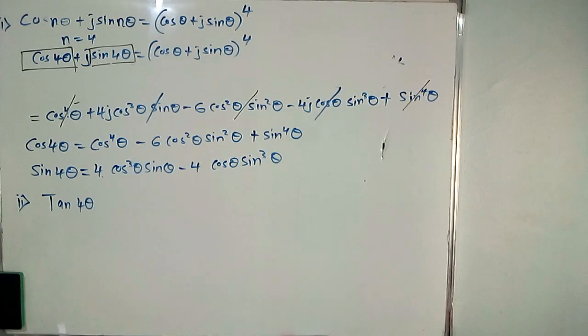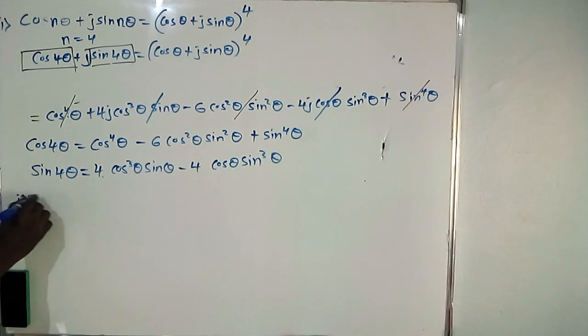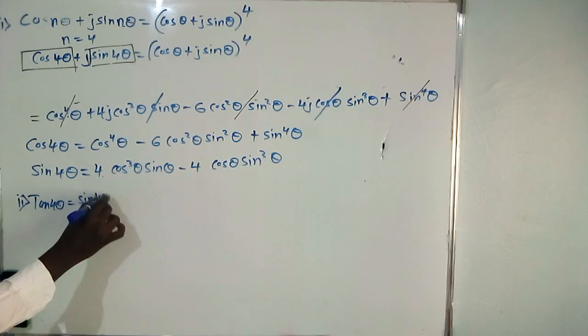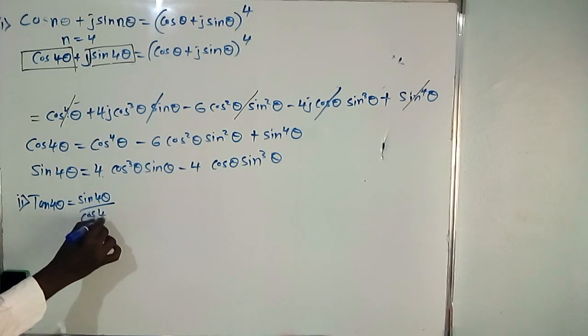This is like a case of proving a trigonometric identity, isn't it? So you now start, what is tan 4 theta? Because we want to express tan 4 theta in terms of tan theta using these two expressions we found. Now tan 4 theta, we know tan is sin over cos, so tan 4 theta is sin 4 theta over cos 4 theta, isn't it?